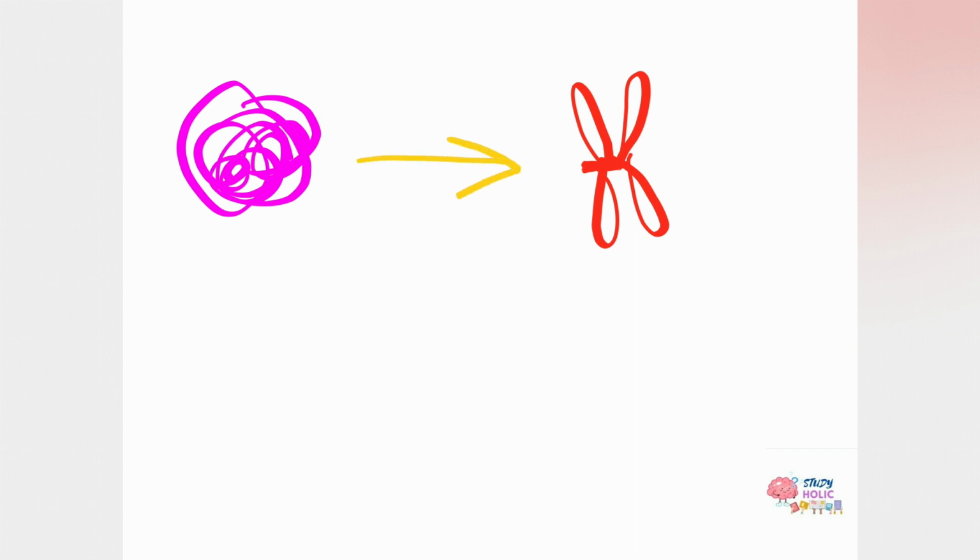Let me draw over here. This is the transformation. This is the chromosome in red, and they are thick enough that they can be seen in the light microscope. As you can see over here, the typical chromosome basically contains two strands. These are the two strands, and they are called chromatids, and they are attached to each other.